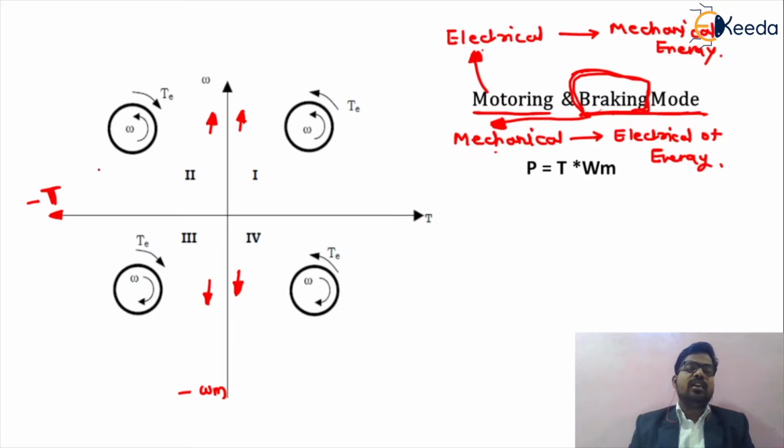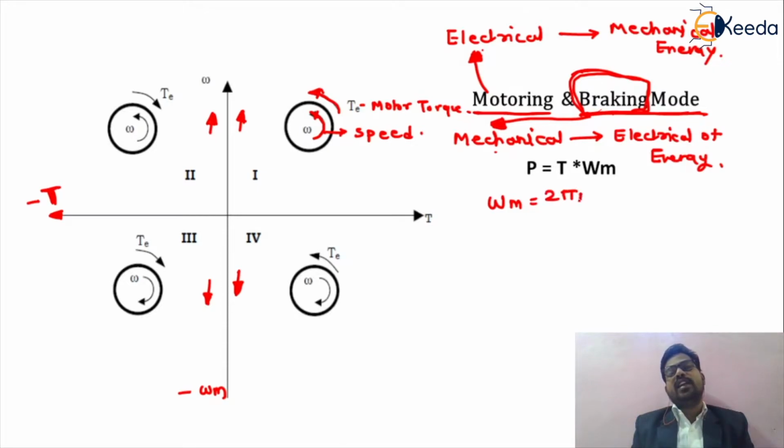In concern with the first quadrant of operation, TE is called the motor torque, and this will be the angular velocity, or we call it speed, because we have the fundamental formula omega m is equal to 2 pi N by 60. So we can understand the conversion of angular velocity into speed and speed into angular velocity. This is not a big issue.